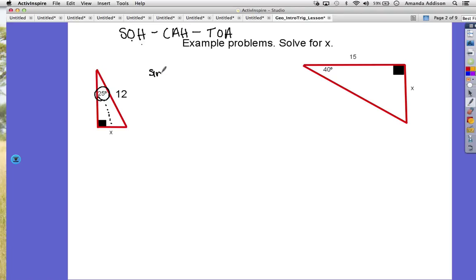sense. The sine of 25 degrees would equal the opposite, which is x, over the hypotenuse, which is 12. To get x by itself, I need to multiply both sides by 12. So 12 times the sine of 25 will give me the measure of x. When I put that in my calculator, you can put it just as it looks. Make sure you practice just in case your calculator is a little different.